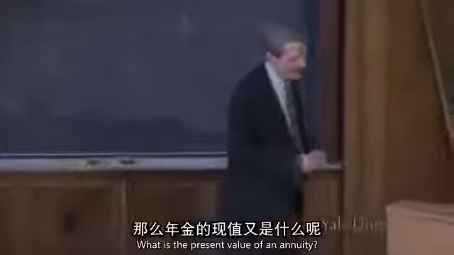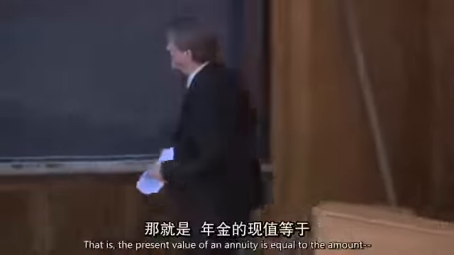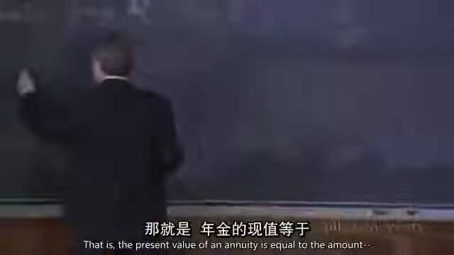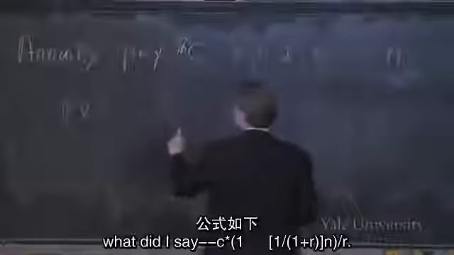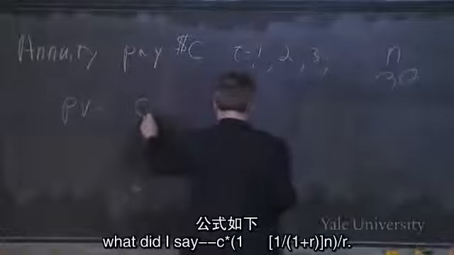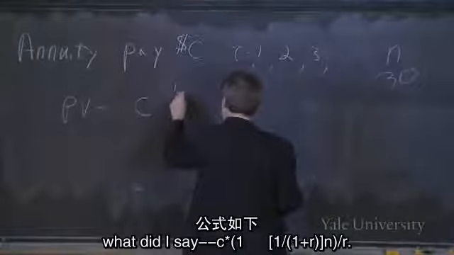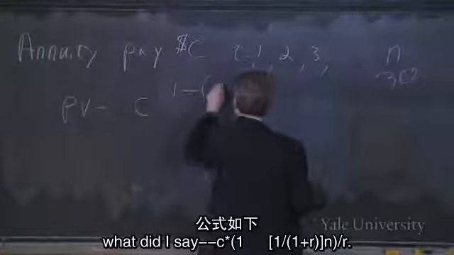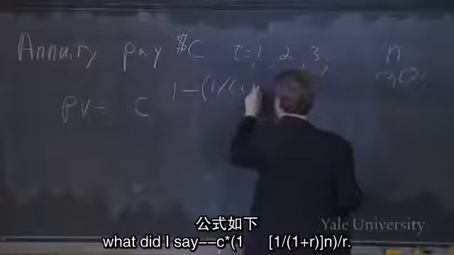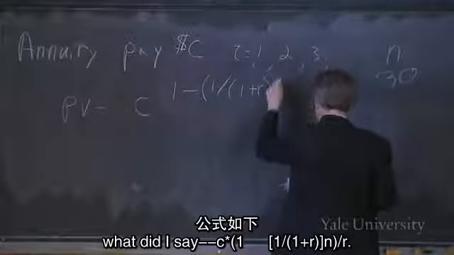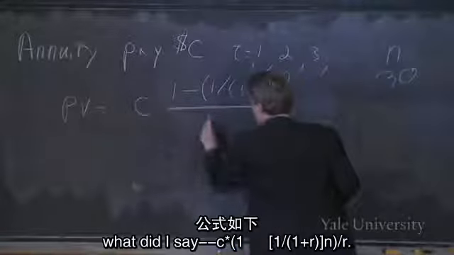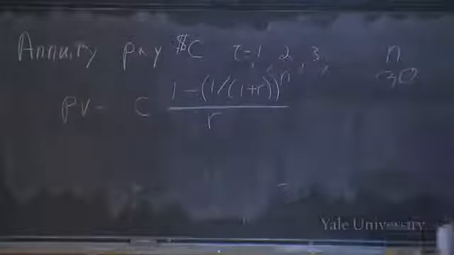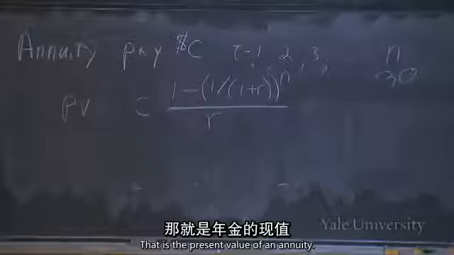What is the present value of an annuity? OK. The present value of an annuity is equal to C times 1 minus 1 all over 1 plus r to the nth power, all over r. And so that is the present value of an annuity.